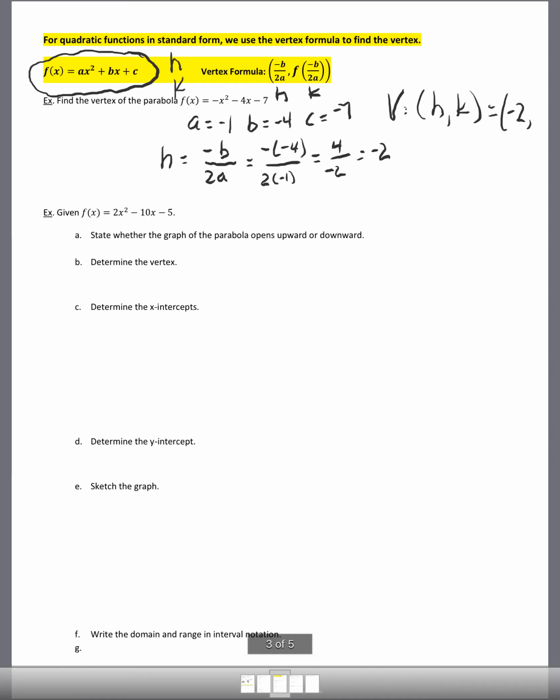Now the way that you find what the function's value is going to be here, the k value, asks you to go to the function and plug in the number that you just got for h. See that I'm just going to plug him in right there. So when I go back to the function, it started off -x², so that's where I'll put -2. Then it says -4 times x, that's where I'll put another -2. And I apologize, I'm running out of room. Let me put -7 there.